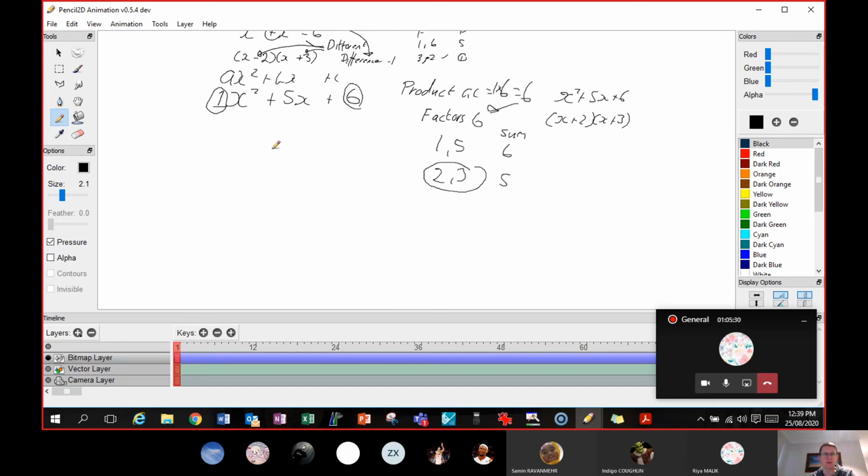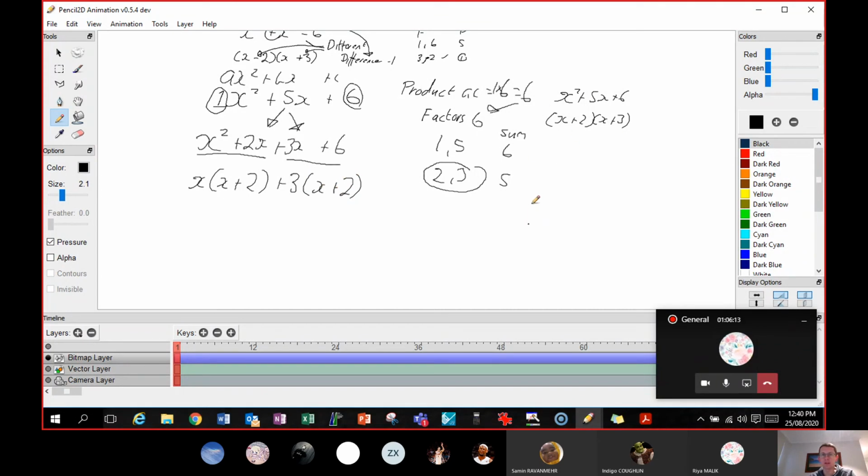I'm going to do something slightly different. I'm going to split up this 5x into 2x and 3x. Once you do that, you factor out the highest common factor of these two terms. What's my highest common factor of these two terms? It's x. x times (x plus 2). And the highest common factor of these two would be 3. 3 times (x plus 2).